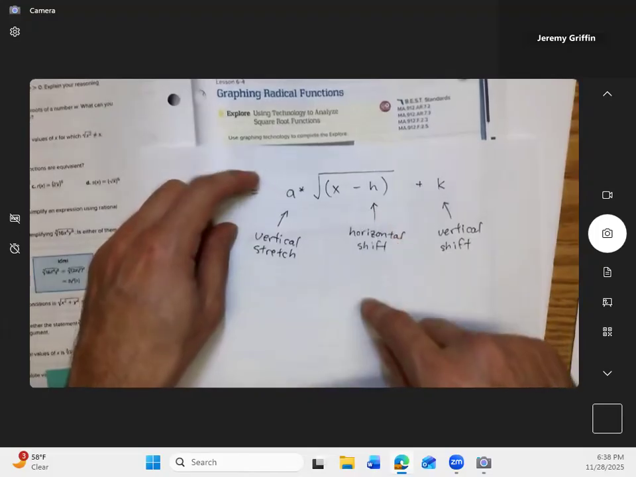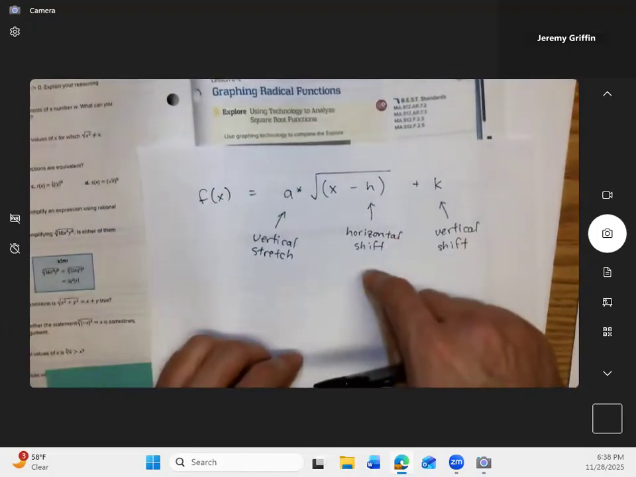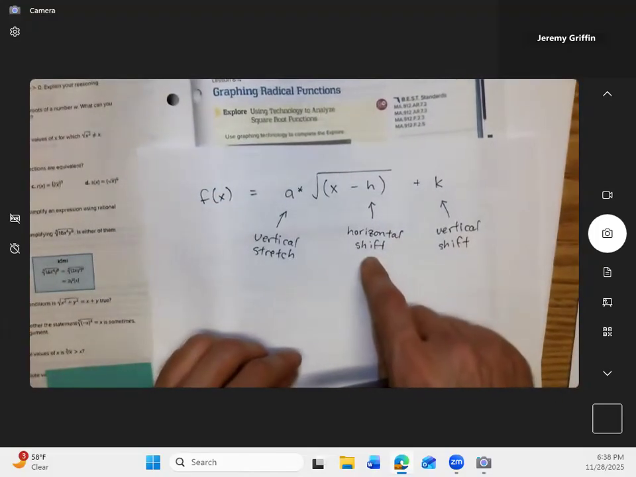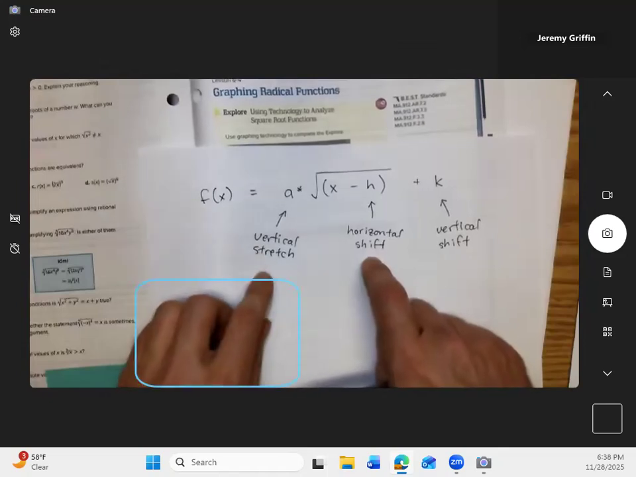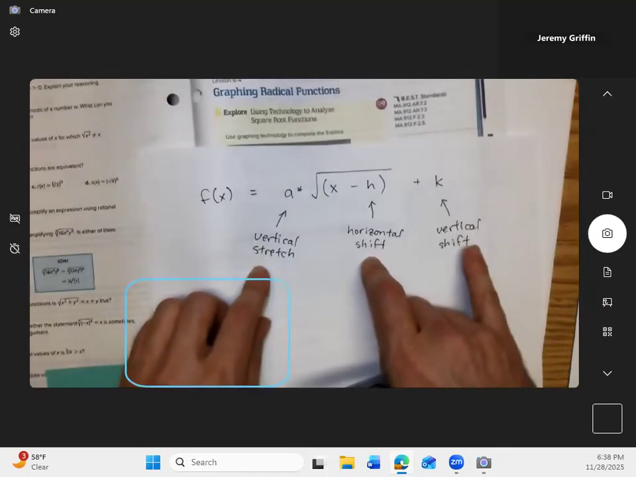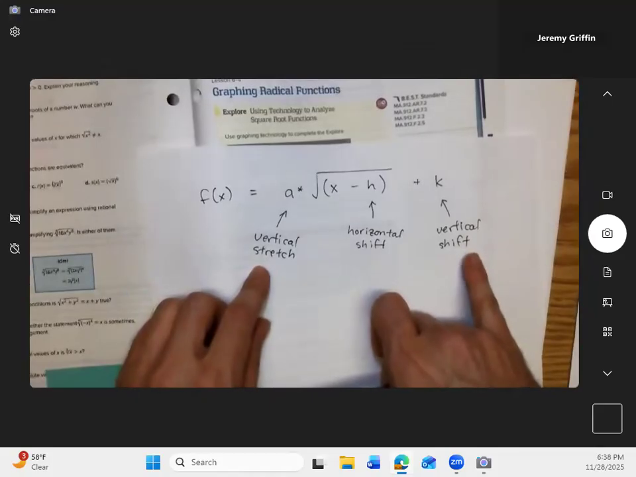Right? Okay. And then I guess the order you apply these, because they're sort of in order, I would probably do horizontal shift first, then vertical stretch. And I would definitely say the vertical shift for last. Right? That would be the last thing.